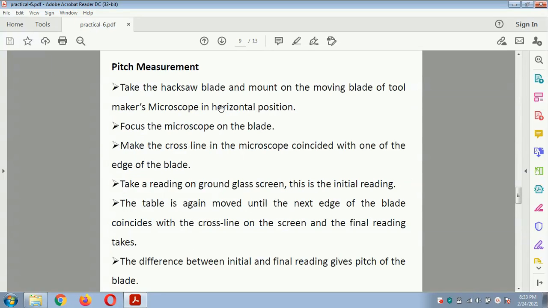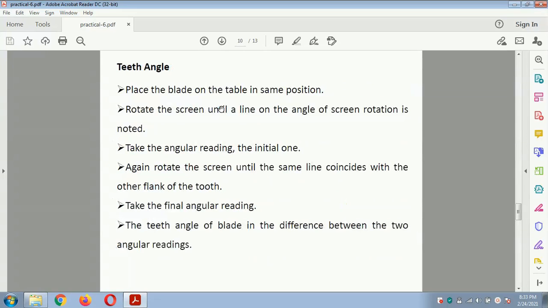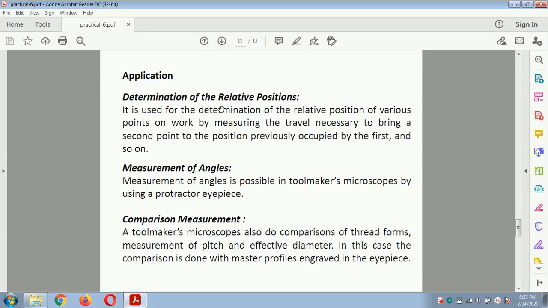The pitch measurement can be performed on the microscope. Make the cross-wire of the microscope coincident with one edge of the blade. Take the reading on the glass screen, and with respect to this movement, the next reading can be found out. The teeth angle can be changed with the help of the blade position. The flank angle is also measured with the help of this angular blade.